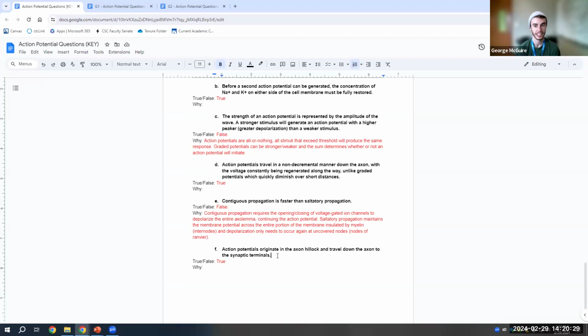And then lastly, action potentials originate in the axon hillock and travel down the axon all the way to the synaptic terminals. That is true, right? Graded potentials happen at that axon hillock where the body meets the axon. If it reaches threshold, that action potential will go all the way to the end of the axon, reaching the synaptic terminals.